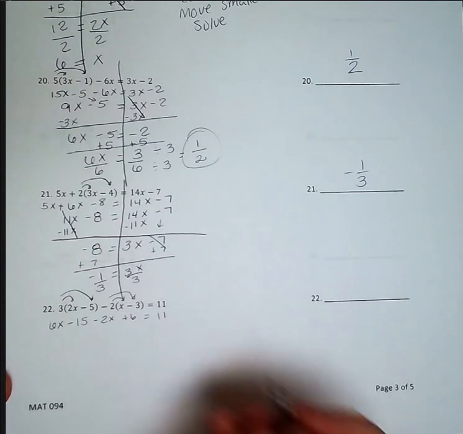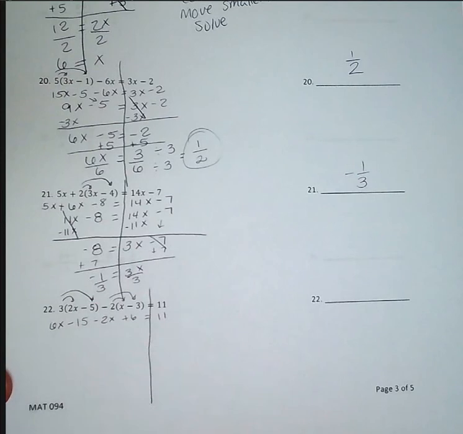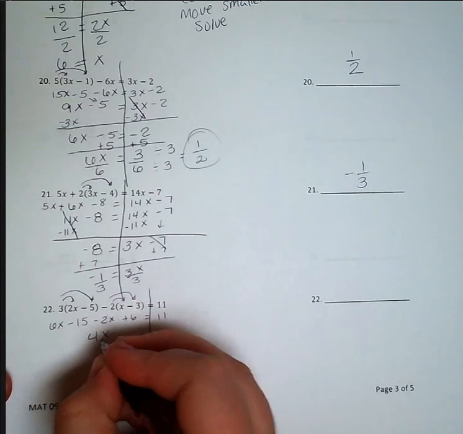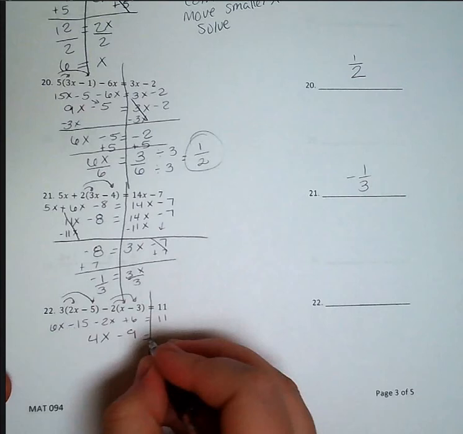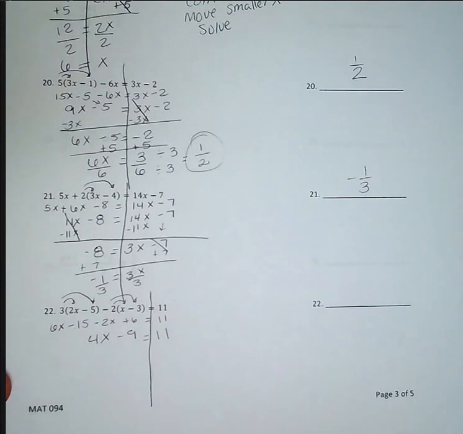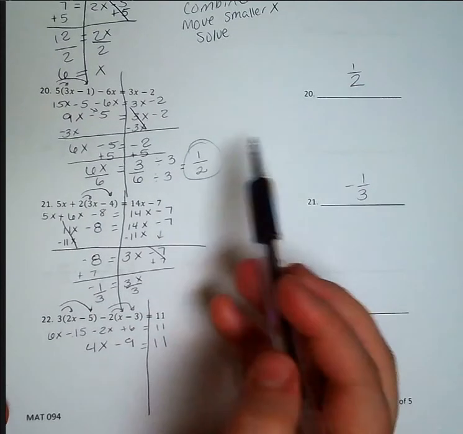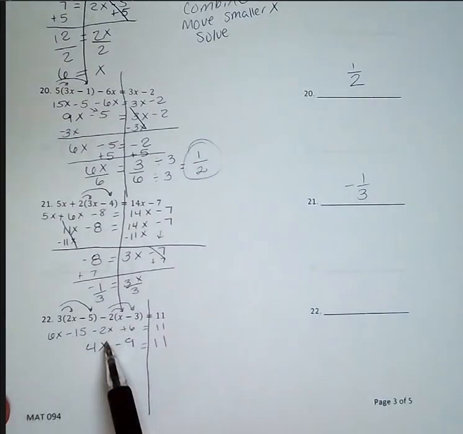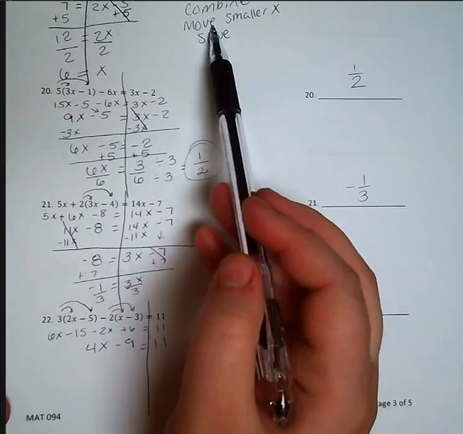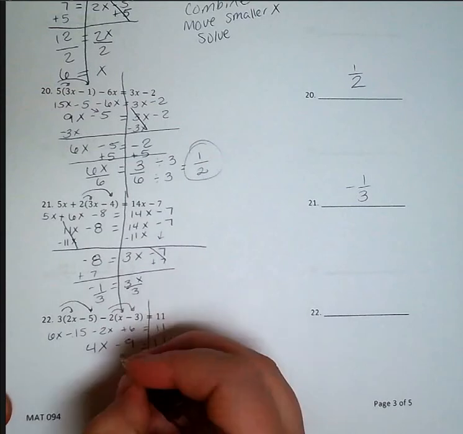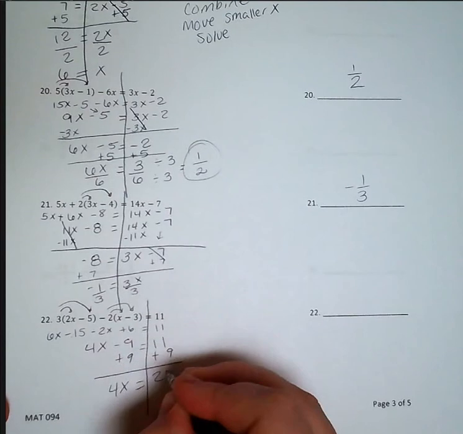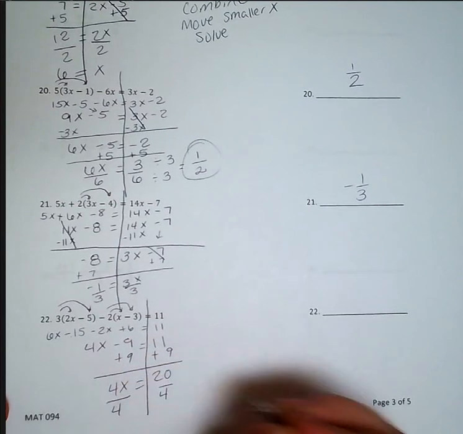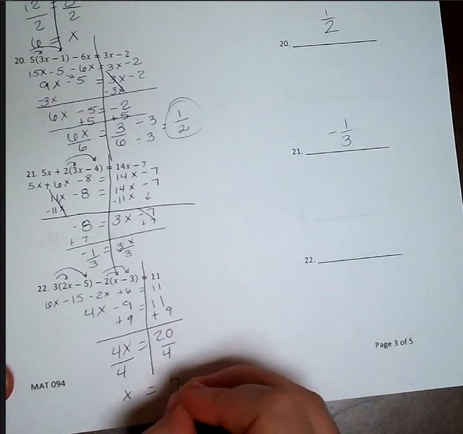Now, I'm going to combine my like terms. 6x minus 2x is 4x. And then -15 plus 6 is -9. Now, there are no multiple x's. I only have one x that's here, so I'm going to skip this step of moving the smaller x. So now I solve. Add 9 to both sides. Then divide both sides by 4 to get x equals 5.